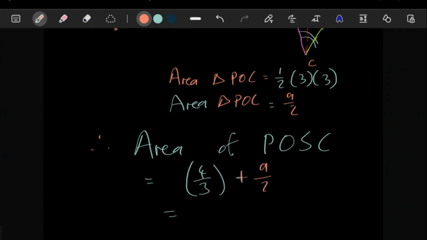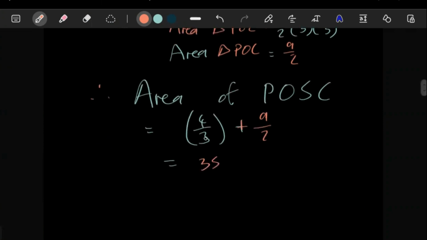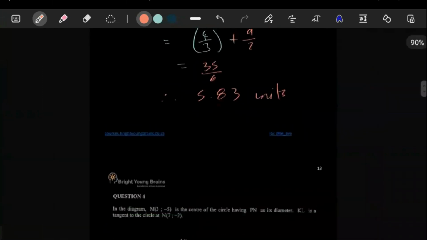This added up, you can just check that in your calculator. Let's see. It's giving us 35/6. Let's round it out to 2 decimal places. So getting there, 5.83 units. Whew. Okay, this was quite an interesting question, but we have to keep moving forward to question number 4.